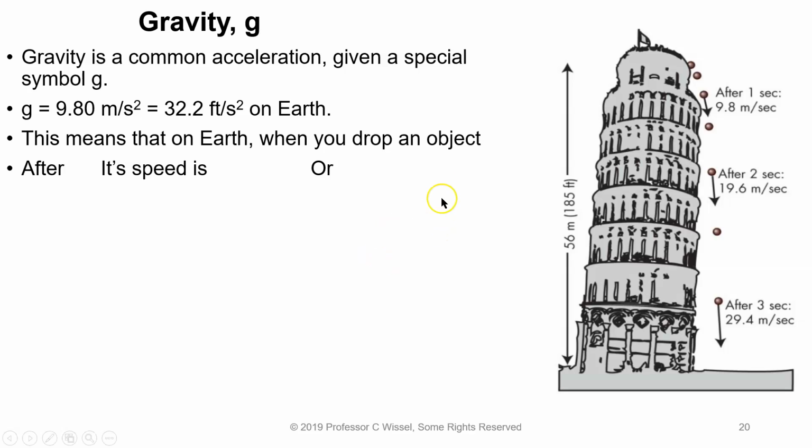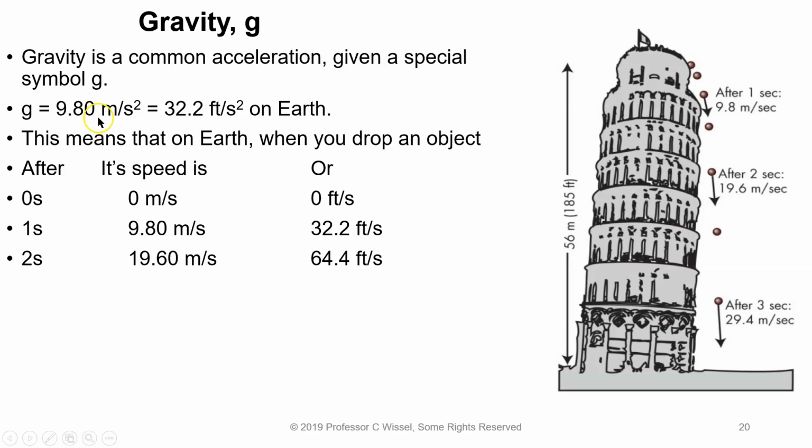So this means on Earth, when you drop an object, as you let go of it, of course, it starts from 0 speed because you're holding it. When you let go of it, at that instant, the speed is 0 and it hasn't gone anywhere, 0 feet per second. After 1 second, it has accelerated at this rate, 9.80 meters per second squared. After 1 second, it's going 9.8 meters per second, or 32.2 feet per second. After 2 seconds, you multiply 2 times this, you get 19.60. If you multiply 2 times that, you get 64.4 meters per second and feet per second, respectively.